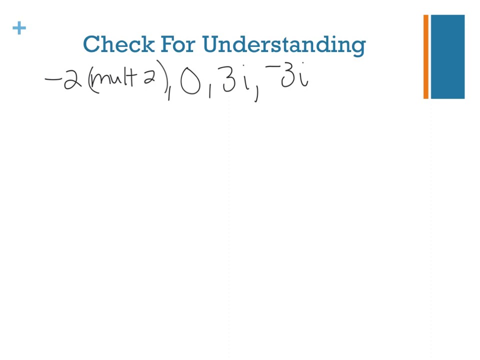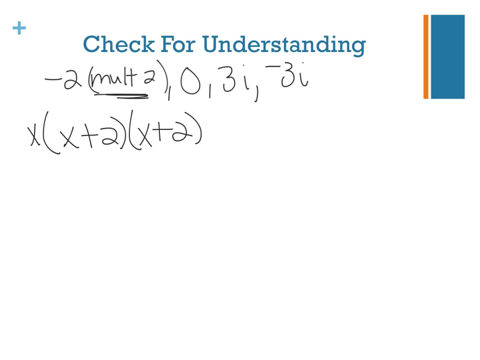Alright, so we're going to work out this problem. We will have factors of x plus 2 and x plus 2, again because our multiplicity is 2. We'll have one at x equals 0, which means we have a factor of x. And we have zeros at 3i and negative 3i. I didn't write that in factored form. My bad. It should be x plus 3i and x minus 3i.